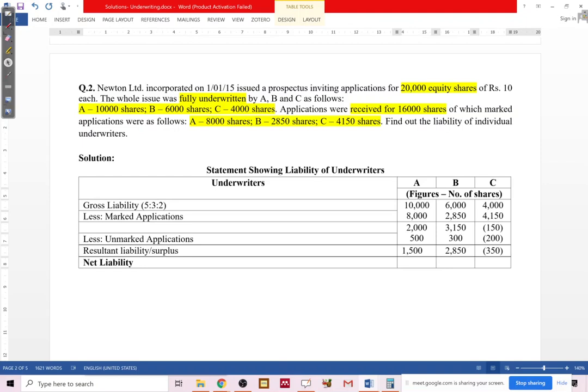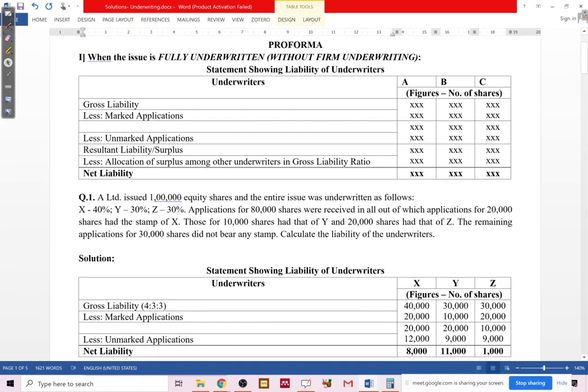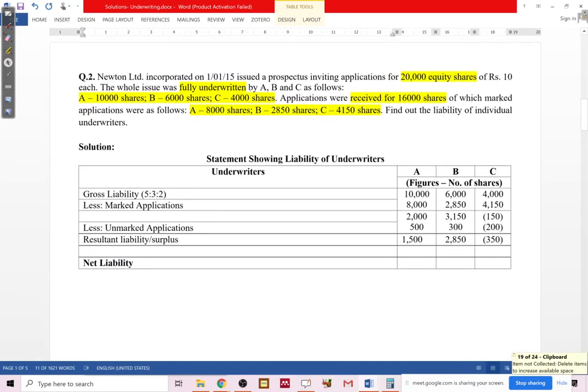He has sold extra, but according to his contract, he was supposed to sell only 4,000. Now, if he managed to sell extra, we can't give him extra credit for it. We can neither give him more commission, nor can we give him more liability. You can't make him pay for those shares, fine? So if it is a surplus, that surplus needs to be redistributed among the other two. So we say allocation of surplus among other underwriters in the gross liability ratio.